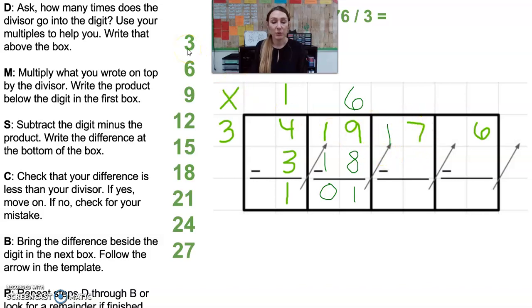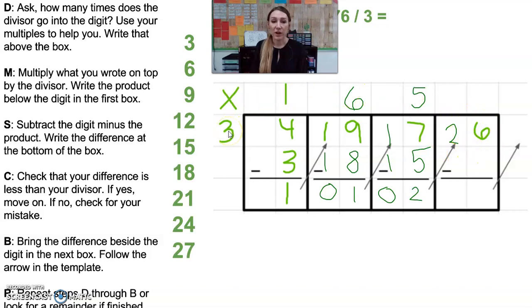So I'm going to look at my list of multiples and see how many times 3 can go into 17. So it looks like 1, 2, 3, 4, 5 times. If I go 6 times, I go over 17. So 5 is as many times as I can divide. Then I'm going to multiply. 5 times 3 is 15. 7 minus 5 is 2. 1 minus 1 is 0. Then I'm going to check, is this 2 smaller than the 3? If it is, I can go ahead and bring it up, creating a new dividend of 26.